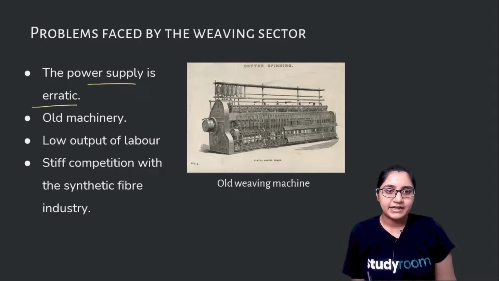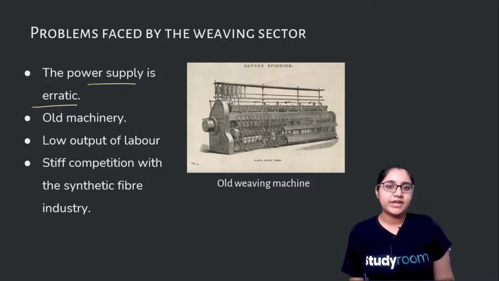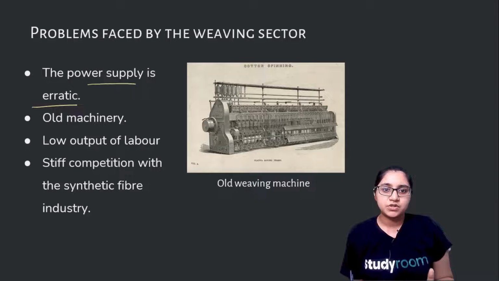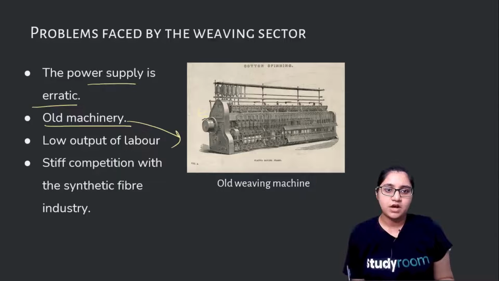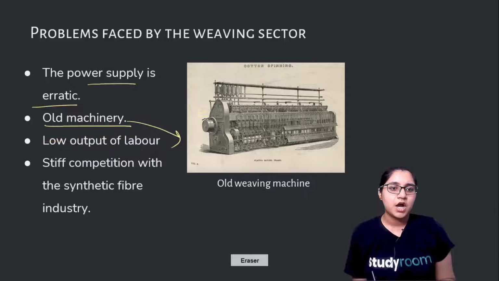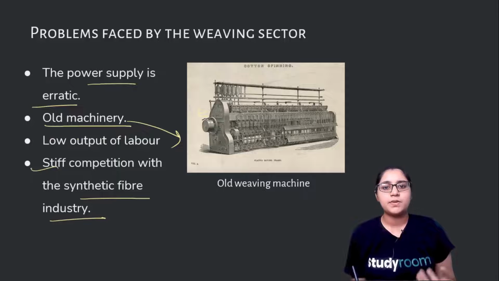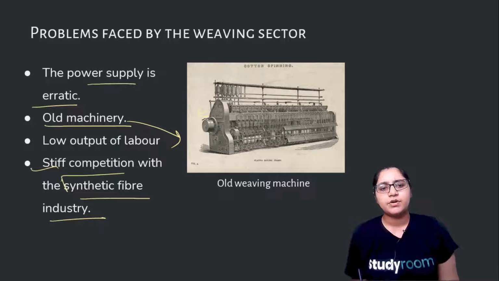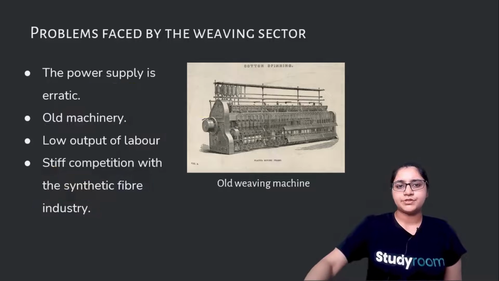Problems faced by the weaving sector, that is the concern here. Power supply is erratic. It's not always that you will have electricity. Sometimes the bulb just goes off, or the machine would be switched off because there is no electricity. Old machinery, you can see how old it is. Low output of labor. More people are employed, but output is very low. Stiff competition with the synthetic fiber industry because people prefer synthetic products, which are cheap at times.